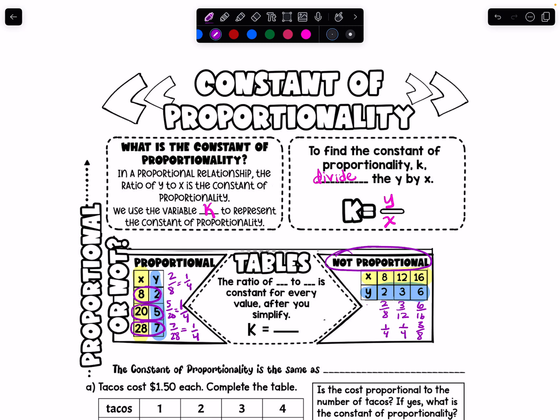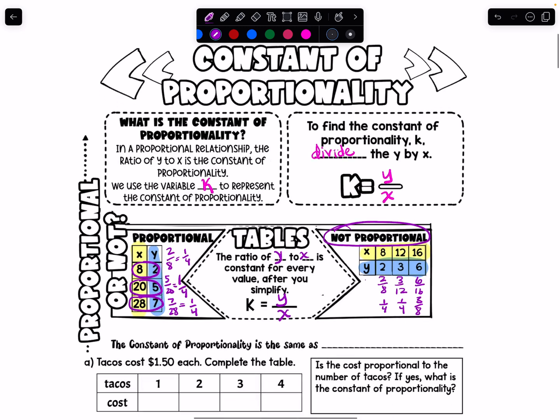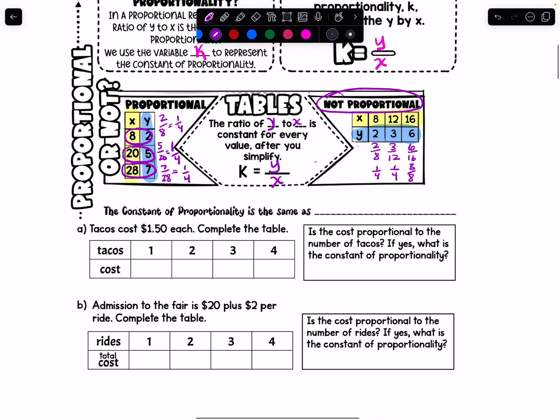So we can fill this in too. We know the ratio of y to x is constant for every value. Then after you simplify, that means it's proportional. So again, just rewriting what we wrote above. Constant of proportionality is the same thing as the unit rate. How much for 1?